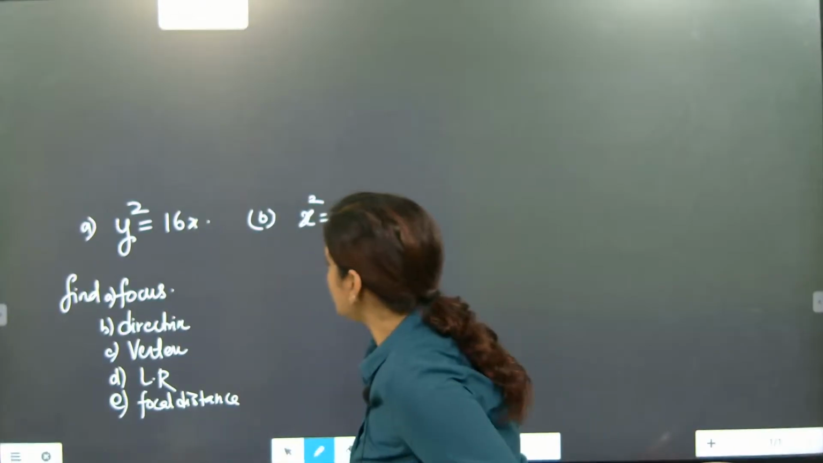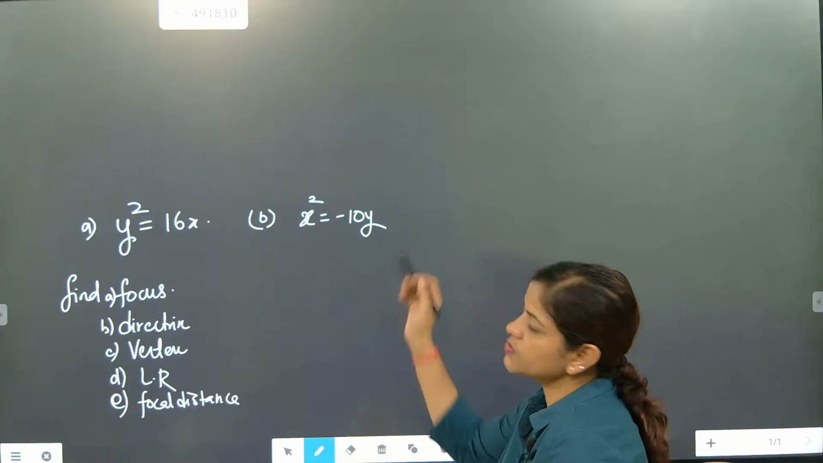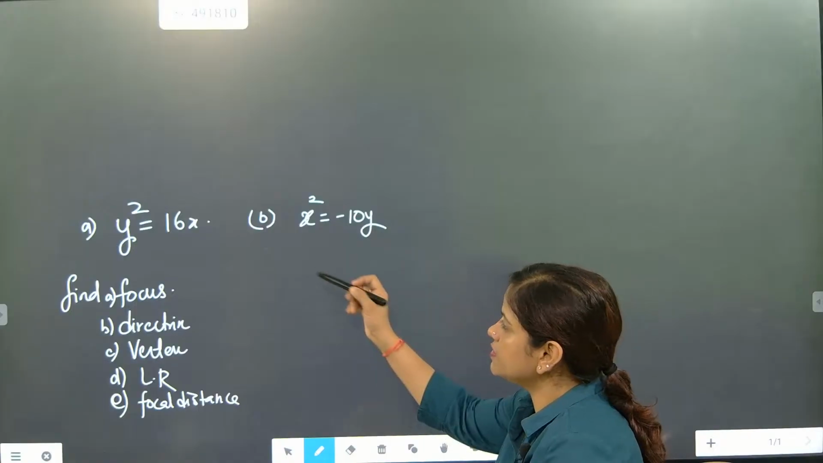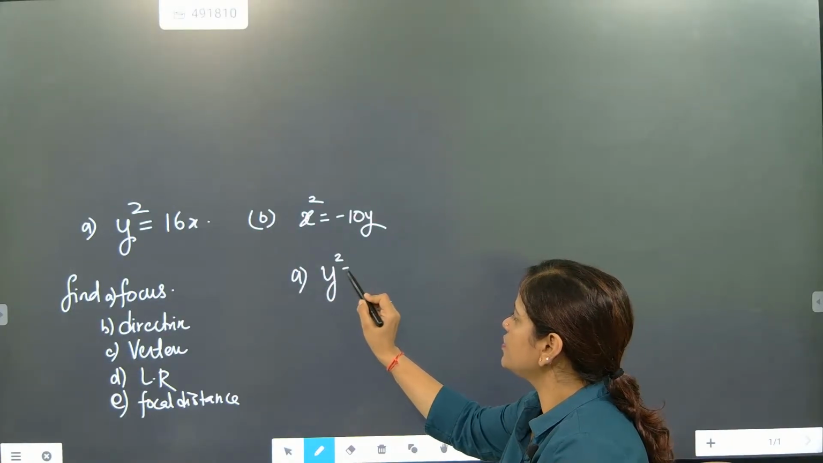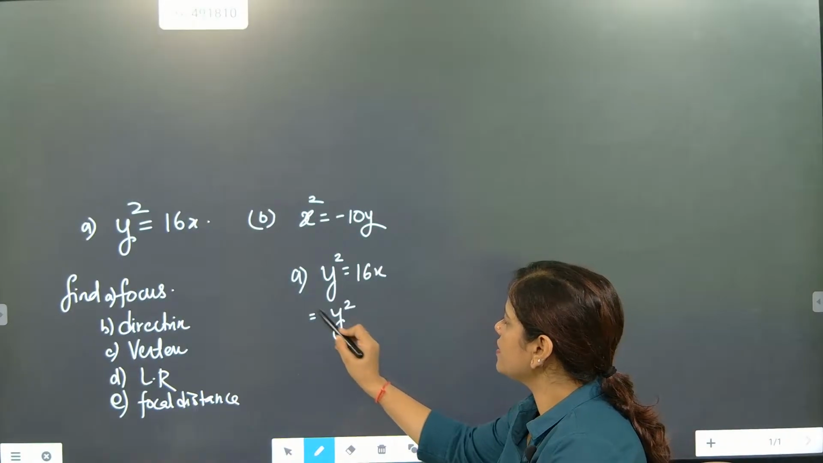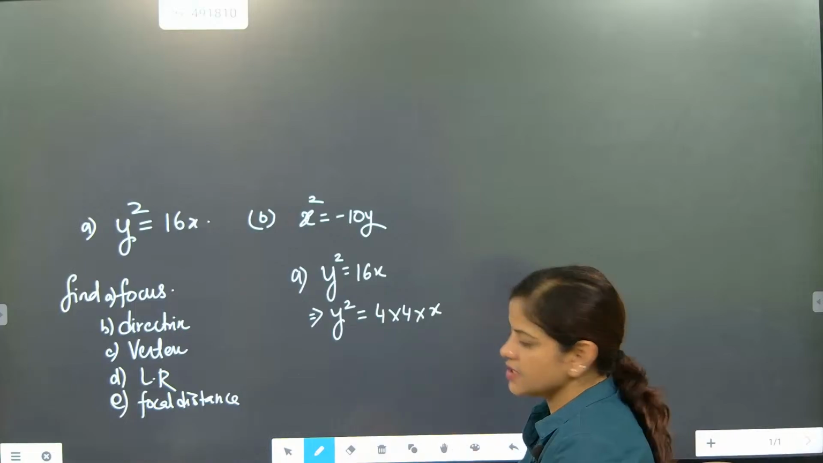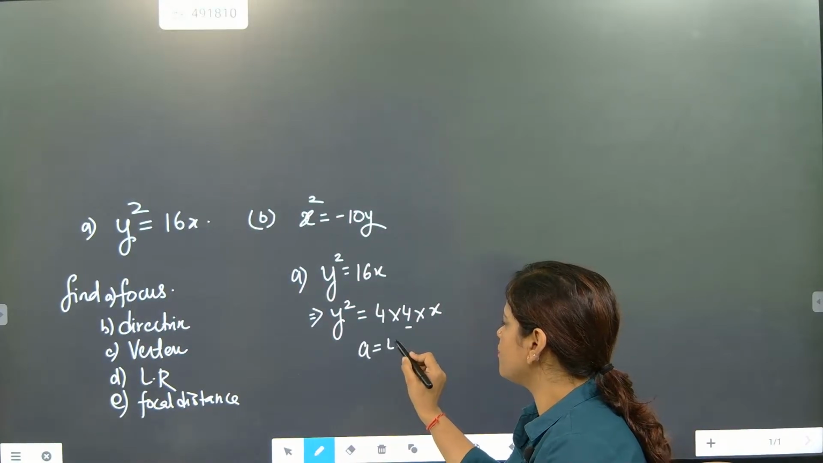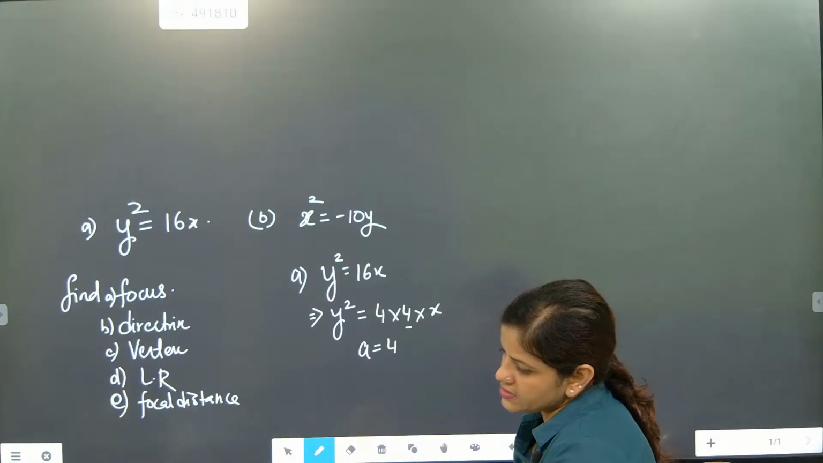So now we will solve this question. Let's check this one out. y square is equal to 16x and x square is equal to 10y. Then how to start answering the question? How to solve this question? First we will see the first question, y square is equal to 16x. What you are going to write is y square is equal to 4 into 4 into x. So A is coming as 4.